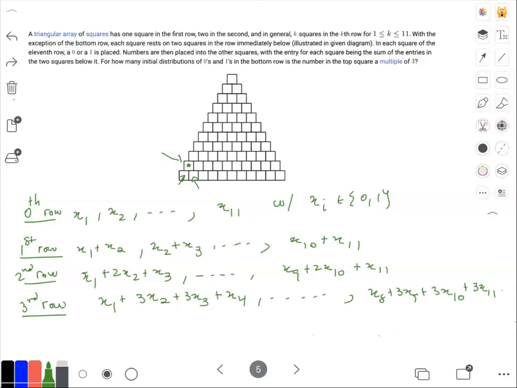It's precisely the binomial coefficients. In other words, the kth row will have 11 minus k elements, and each is enumerated by the binomial coefficients k choose 0, k choose 1, all the way until k choose k. So the 10th row will have one element, and that element is precisely 10 choose 0 x1, plus 10 choose 1 x2, plus all the way until 10 choose 9 x10, plus 10 choose 10 x11.